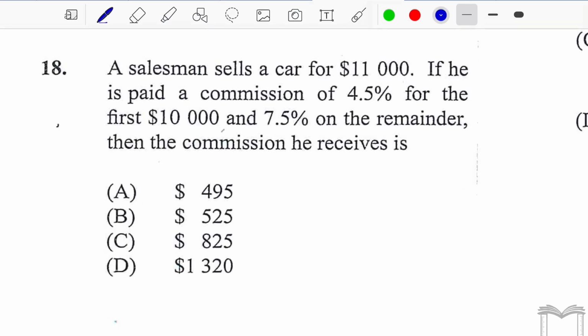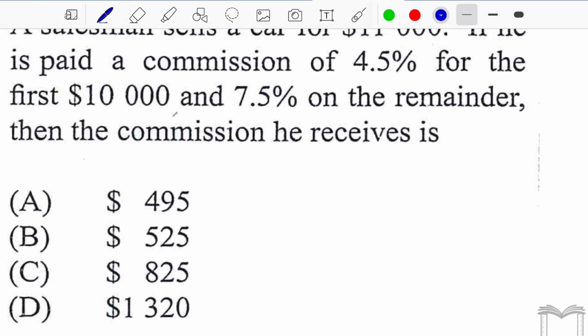Number 18. A salesman sells a car for $11,000. If he is paid a commission of 4.5% for the first $10,000 and 7.5% on the remainder, then the commission he receives is... So let's find 4.5% of the first 10,000.